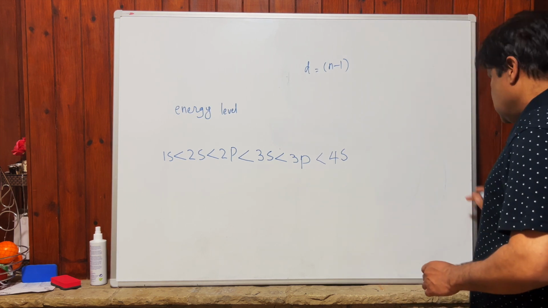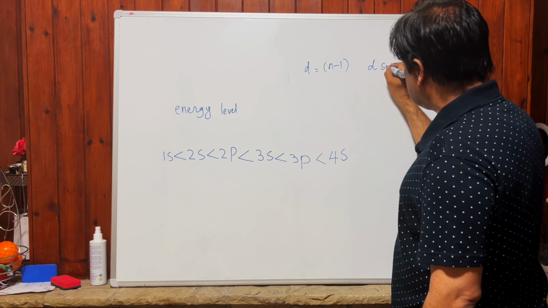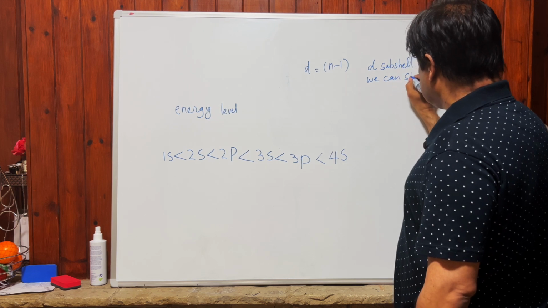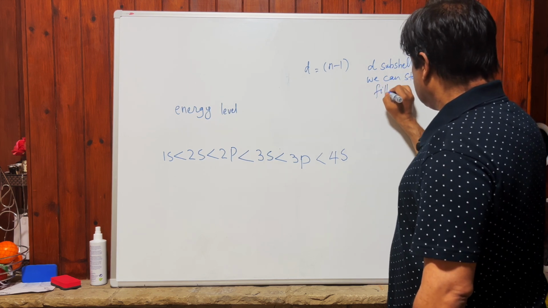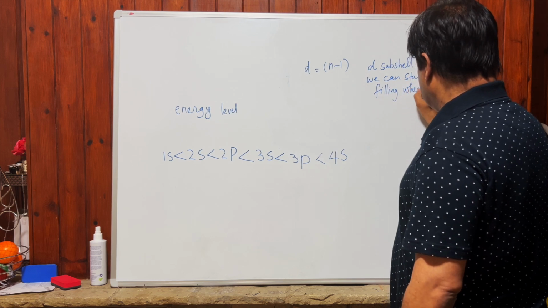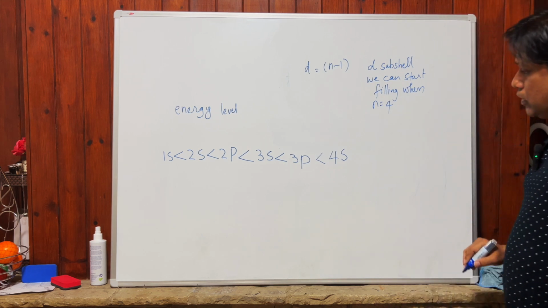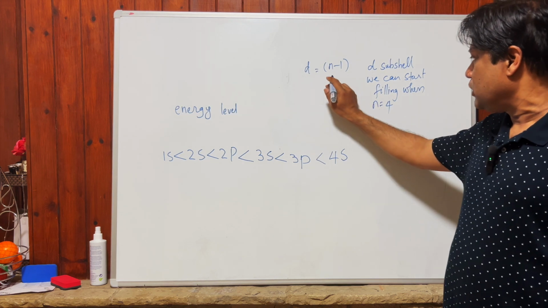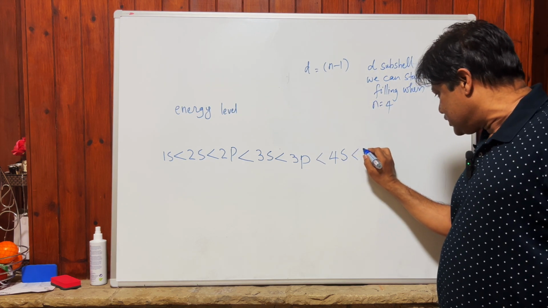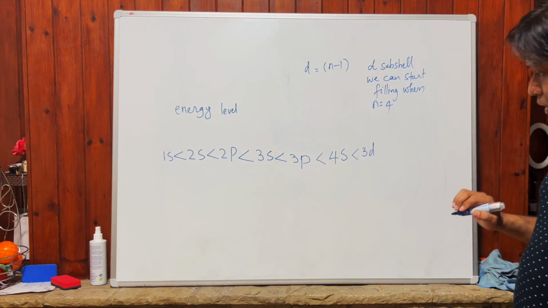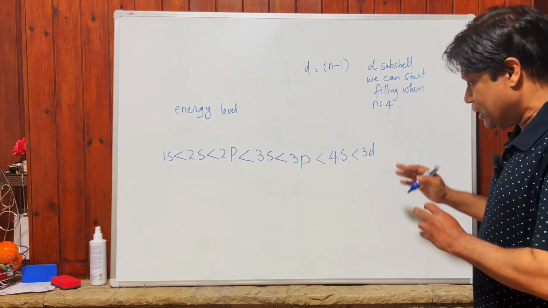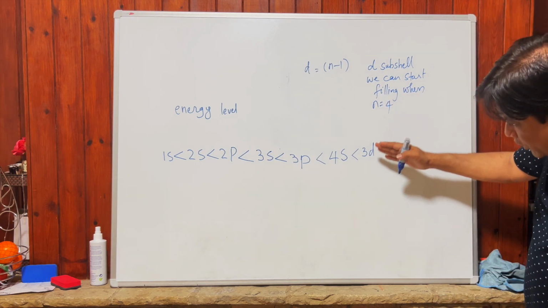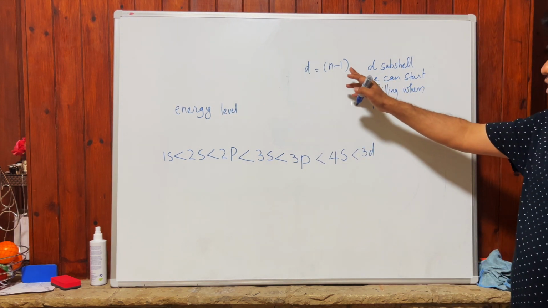We can start filling the d subshell when n equals 4. When n equals 4, you can see the d subshell. So n equals 4 means 4 minus 1, d. So the next energy level is 3d. So the 4s energy level is less than 3d. d always comes into the picture when we have the fourth energy level. But the d is moving inside. d is always n minus 1.